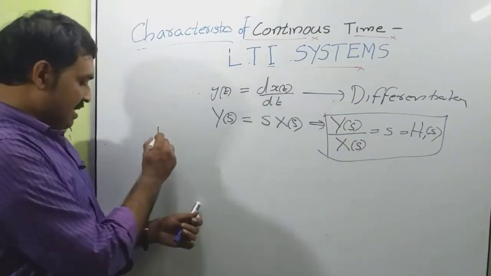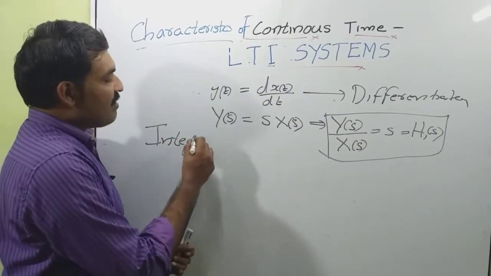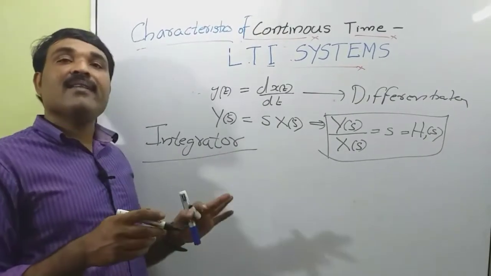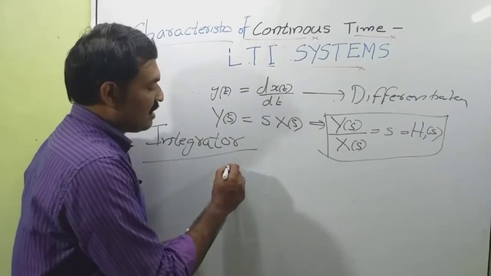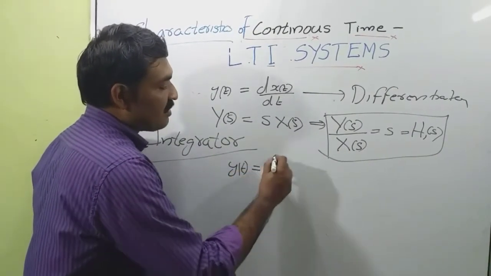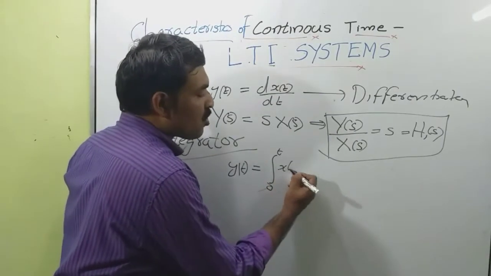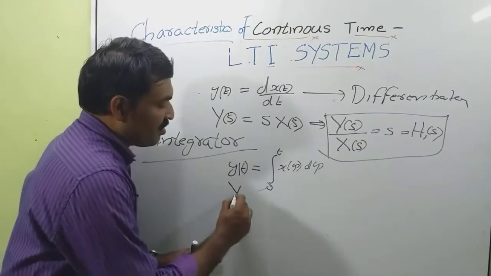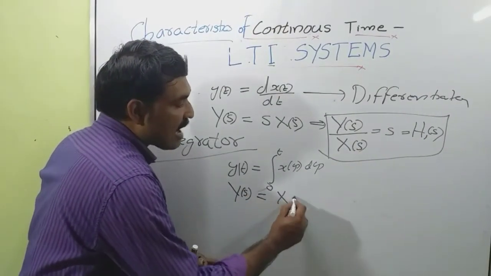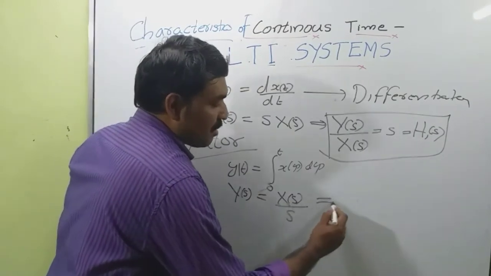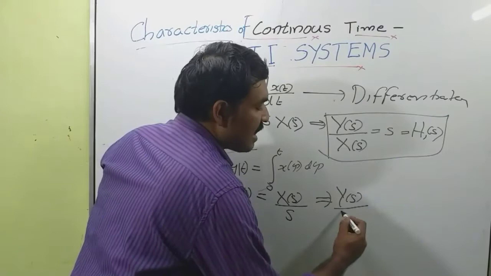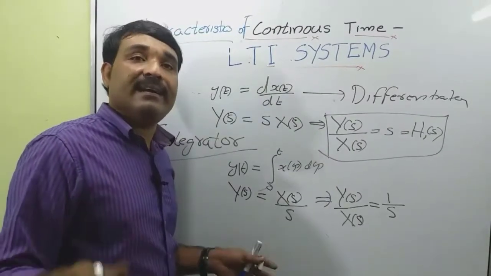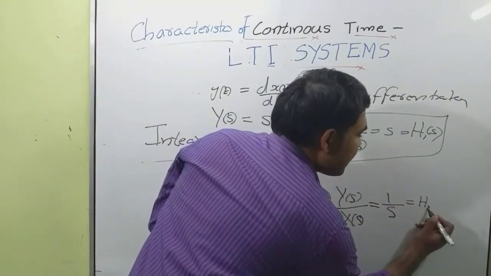Now consider an integrator. An integrator means a device that performs the integration operation. Now we are assuming an ideal integrator having zero initial condition. That can be represented by y of t equal to integral 0 to t of x of tau d tau, by assuming zero initial condition. Now taking the Laplace transform, Y(s) is equal to X(s) by s. This implies Y(s) by X(s) is equal to 1 by s. This is the transfer function of an integrator. Let this be H2(s).